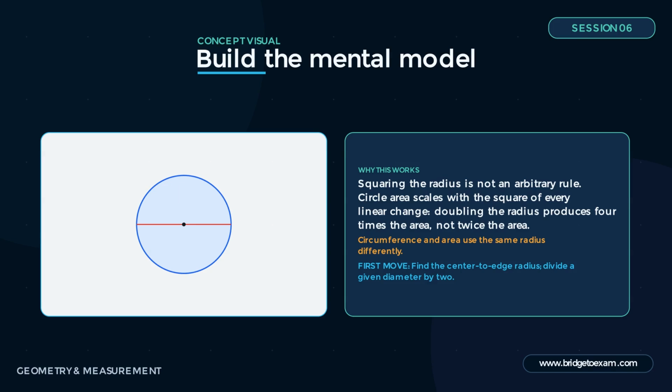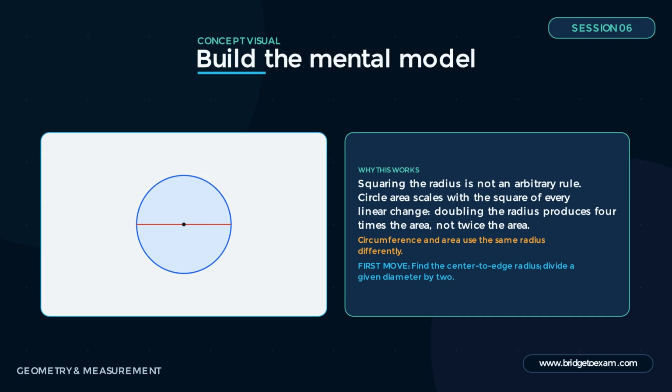Here is the central reasoning. A circular garden with diameter 12 ft has radius 6 ft, so its area is 3.14 times 6 squared, which equals 113.04 ft squared. Using 12 squared would make the result 4 times too large.